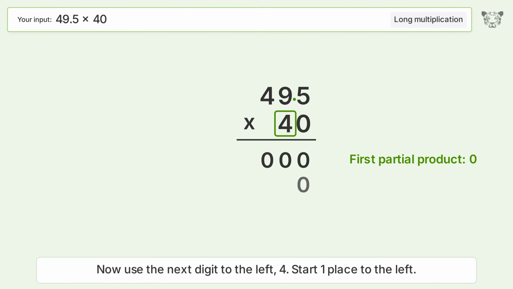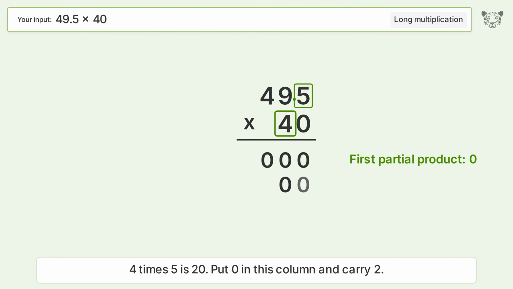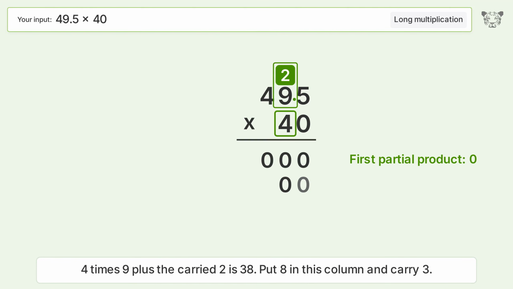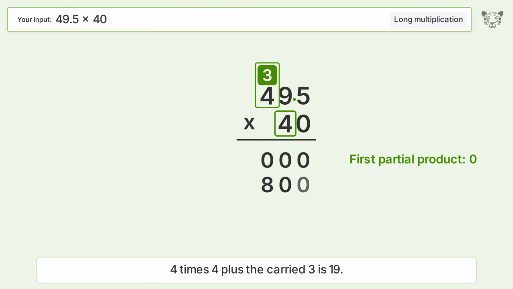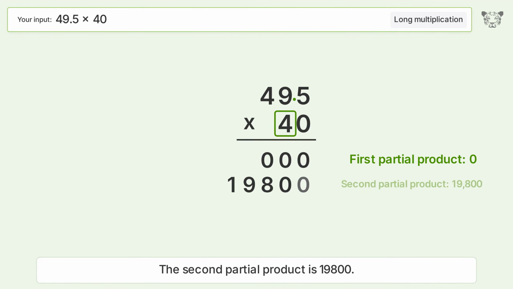Now use the next digit to the left, 4. Start one place to the left. 4 times 5 is 20. Put 0 in this column and carry 2. 4 times 9 plus the carried 2 is 38. Put 8 in this column and carry 3. 4 times 4 plus the carried 3 is 19. The second partial product is 19,800.